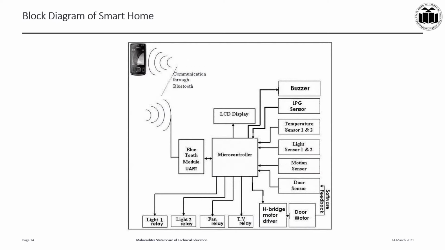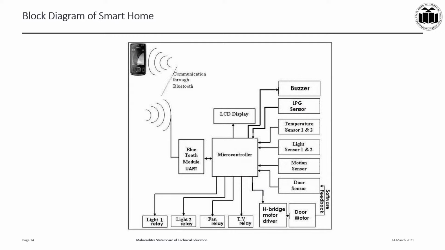Block diagram of smart home system is as shown in figure. It mainly consists of two parts: central control unit, that is a microcontroller, and different electric and electronic home appliances which are connected to the microcontroller. This microcontroller also communicates with the mobile app via wireless connection. Using the mobile app, we can control operation of various electronic devices.